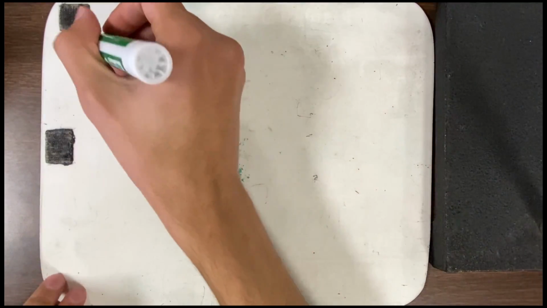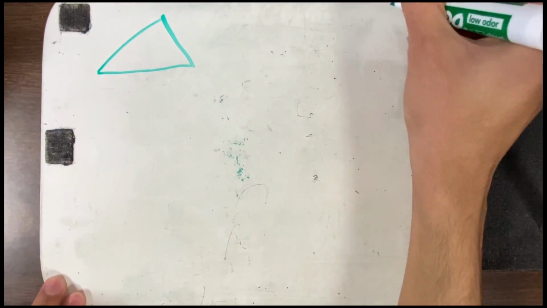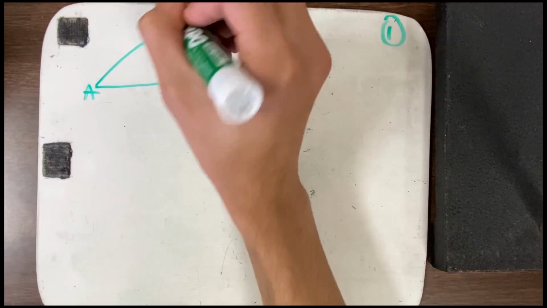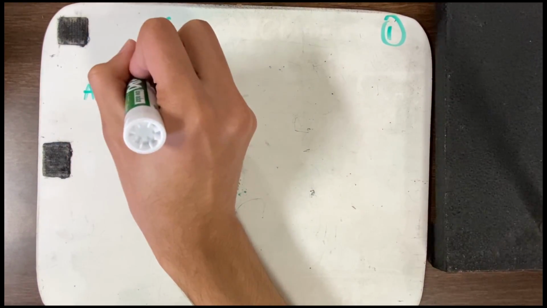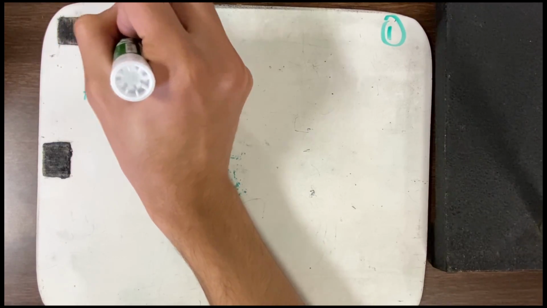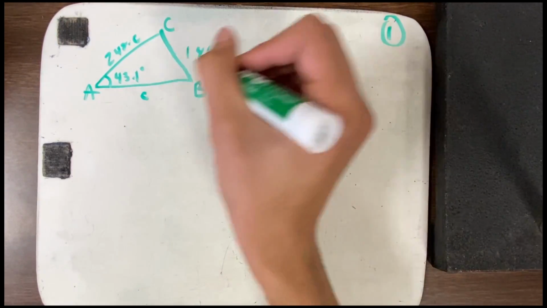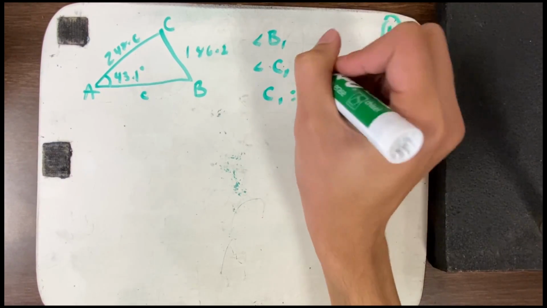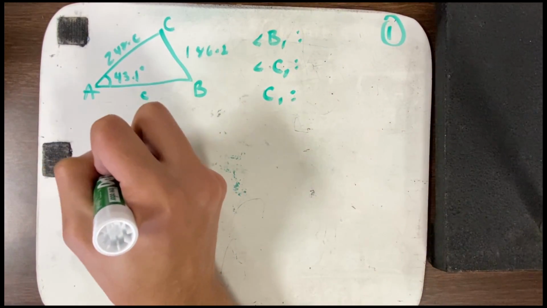Alright, now it's time for some practice of law of sines. So for question 1, we're going to have triangle ABC. Angle A will have a measure of 43.1 degrees and a side length of 186.2. Angle B is unknown, same with angle C. But angle B will have a side length of 248.6. And here I'm just labeling what we need to find.